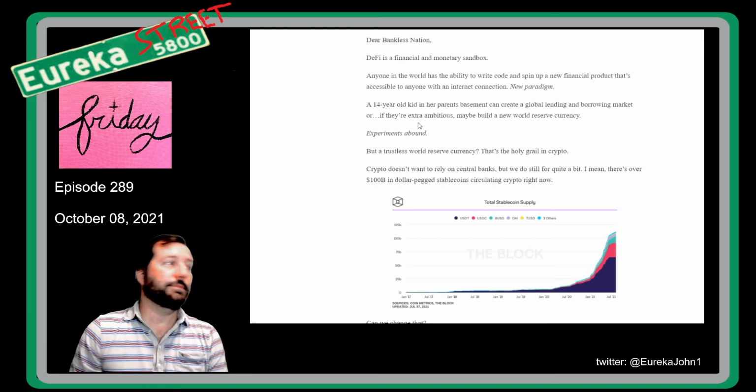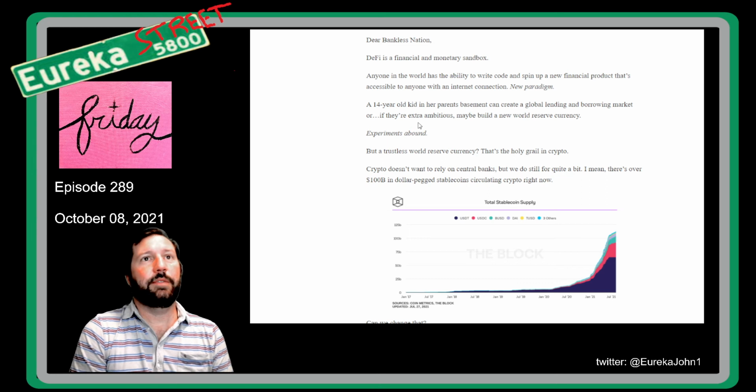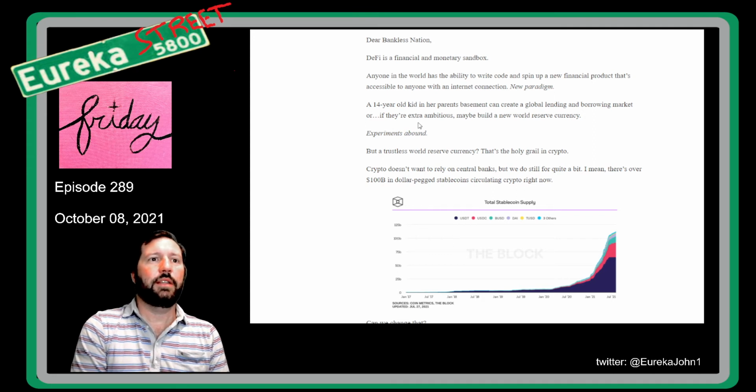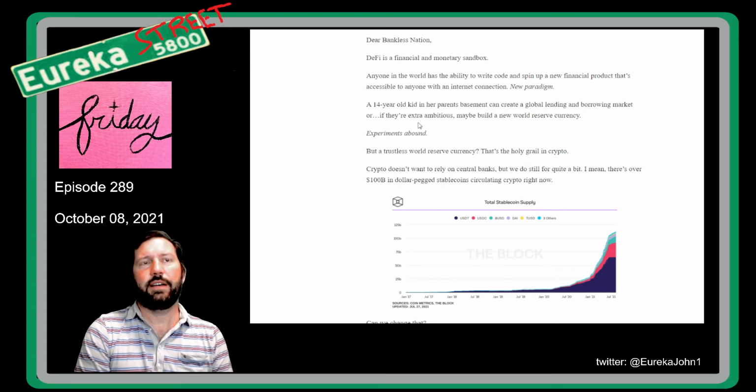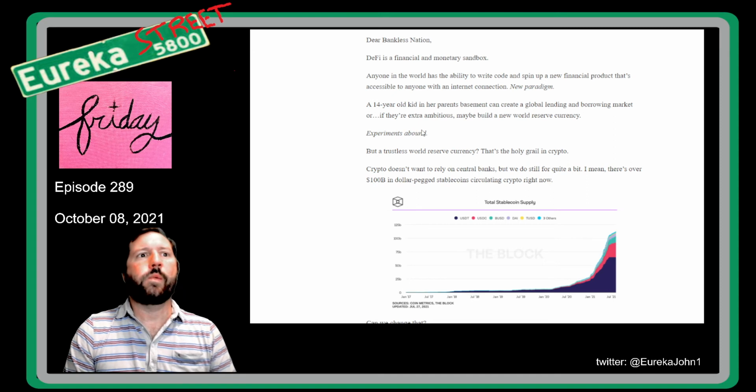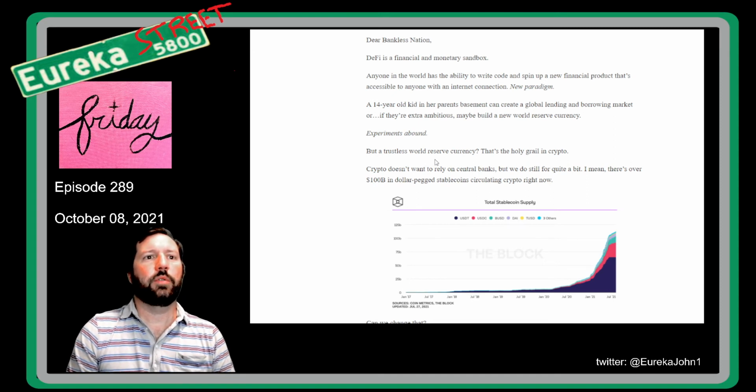And yeah, I mean, look what's happened. You've had an anonymous Satoshi Nakamoto build this revolutionary new store of value. You have some 17-year-old whiz kid build Ethereum, and I don't know how old he is now. It's probably like 26 or 27 now. Anyway, a trustless world reserve currency, that's the holy grail in crypto.